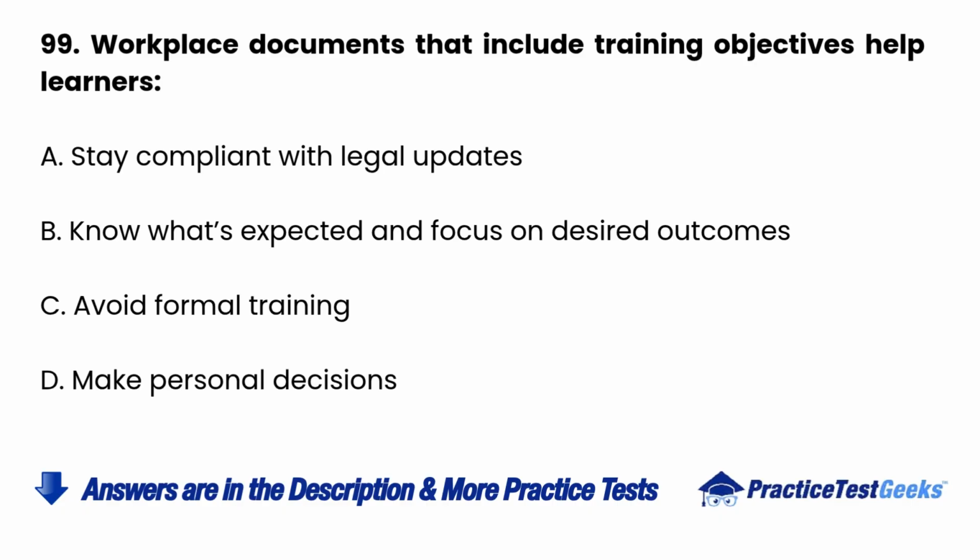99. Workplace documents that include training objectives help learners A. Stay compliant with legal updates. B. Know what's expected and focus on desired outcomes. C. Avoid formal training. D. Make personal decisions.